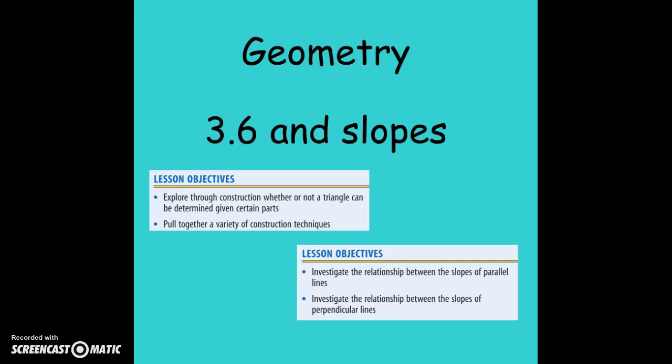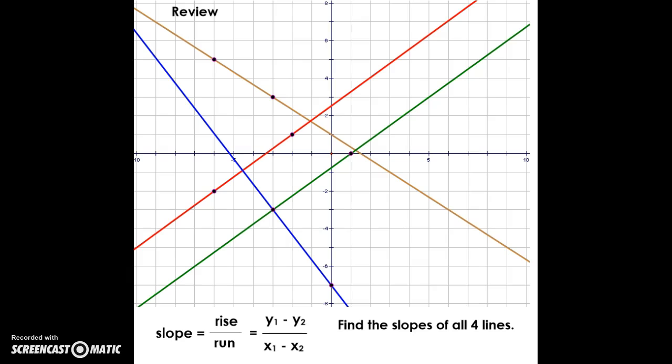This is Geometry Lesson 3.6, as well as a review of slopes of both parallel lines and perpendicular lines. So first we're going to discuss slopes, and here's just a quick practice. You can see I have 4 lines coming through on this coordinate grid. Remember, slope is rise over run. You can flip these around.